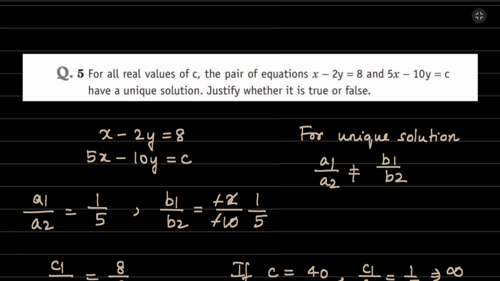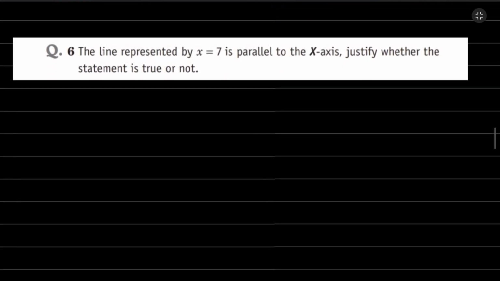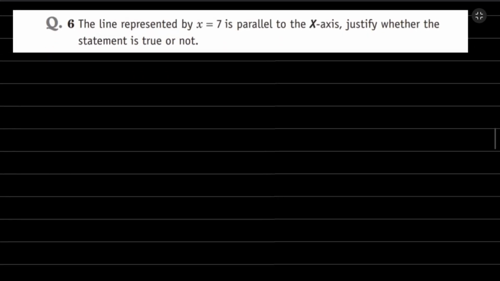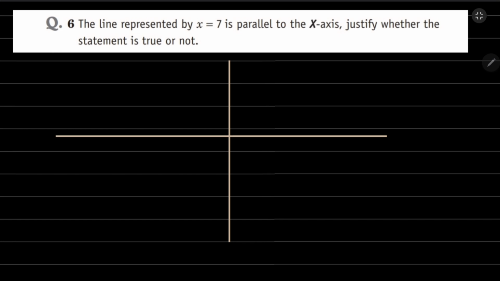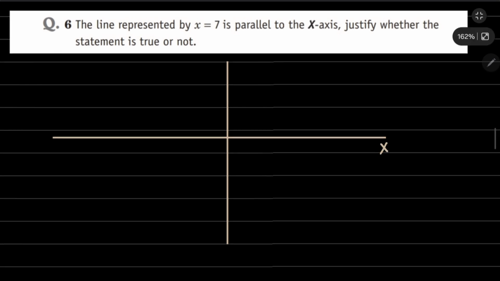Let's move on to question number 6. The line represented by x equal to 7 is parallel to x-axis. Justify your statement. So if you take your graph, this is your x-axis and this is your y-axis. So at x equal to 7, this is 0. x equal to 7 is a line which is represented like this. The line is passing through x equal to 7, and it will be parallel to your y-axis.